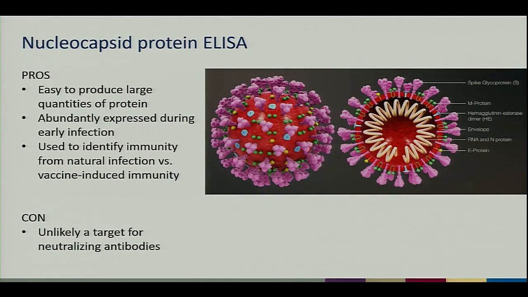A benefit: this is the nucleocapsid protein, which is also a target for antibodies and used in antibody tests. It's beneficial because it's easy to produce in large quantities, and it's abundantly expressed during early infection. So it's a very sensitive assay. But a con in using this is that it's unlikely a target for neutralizing antibodies. Next slide, please.